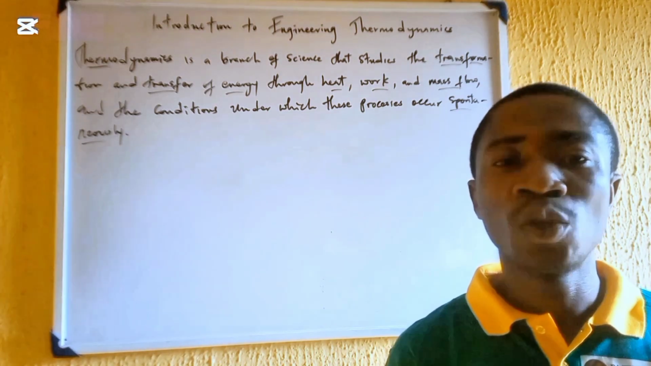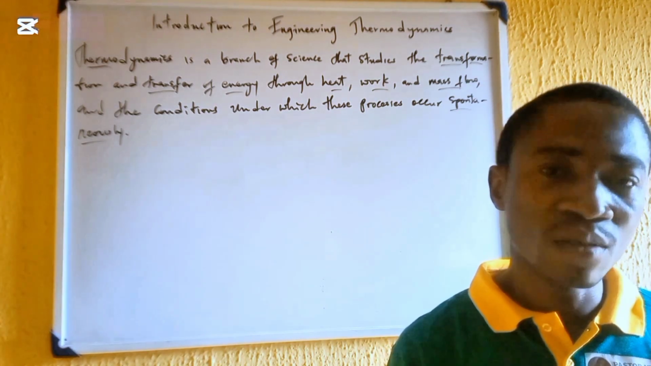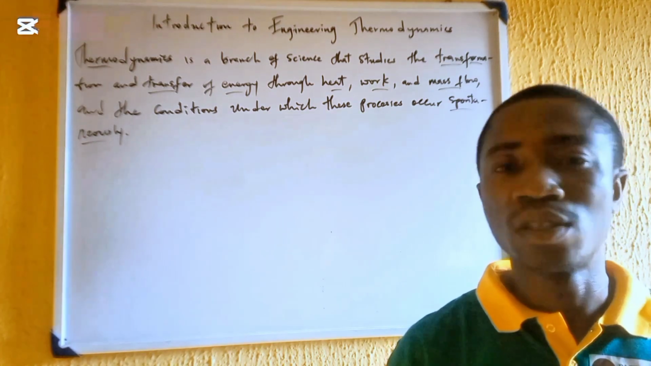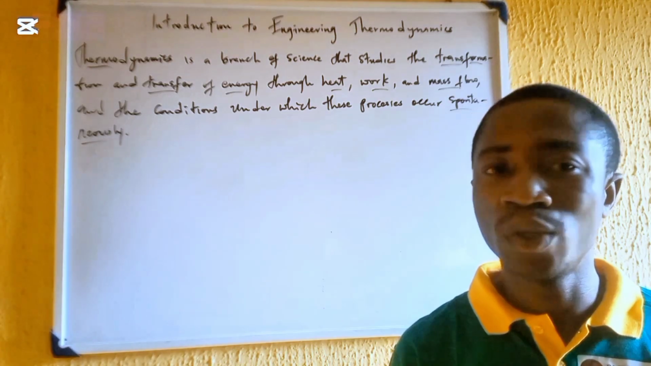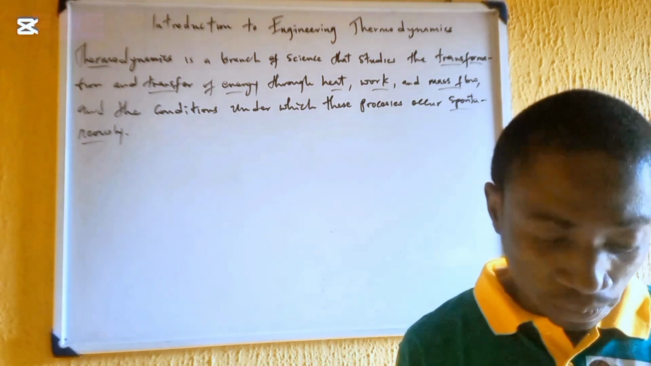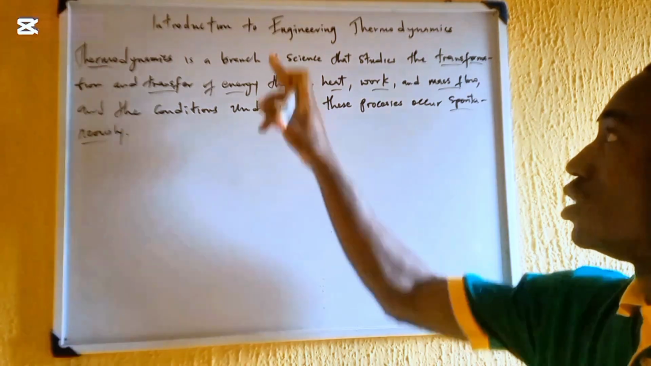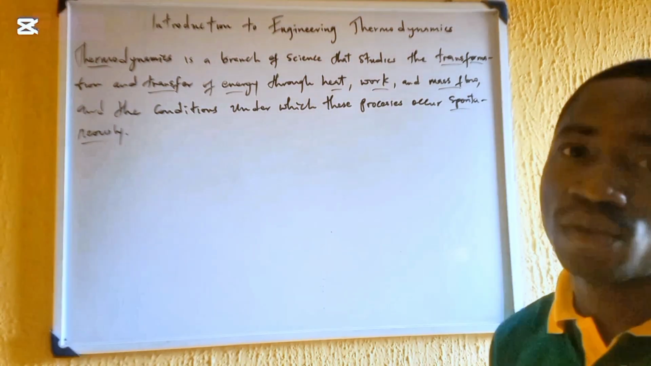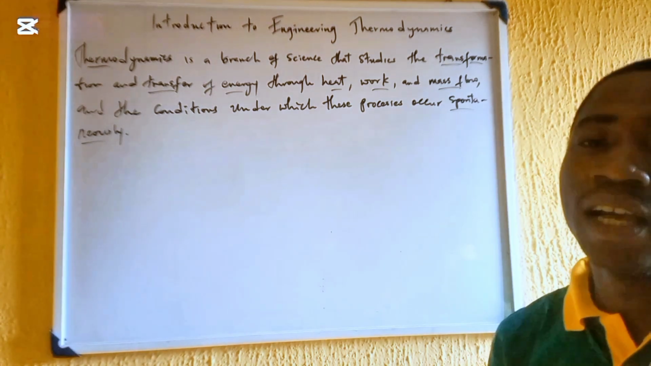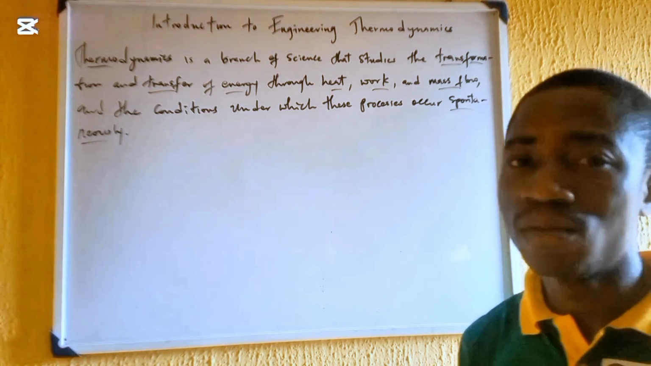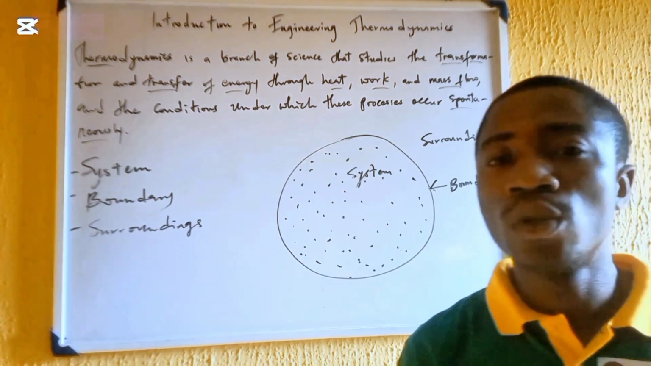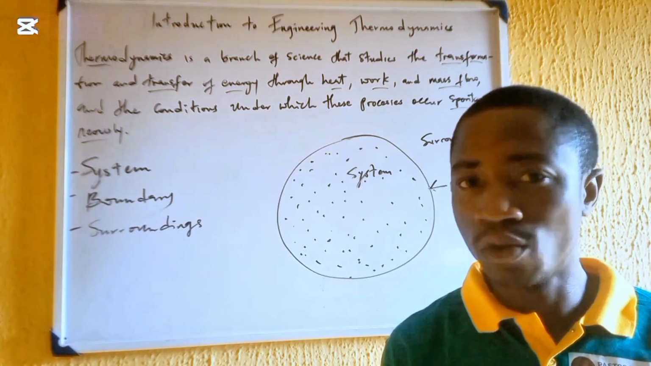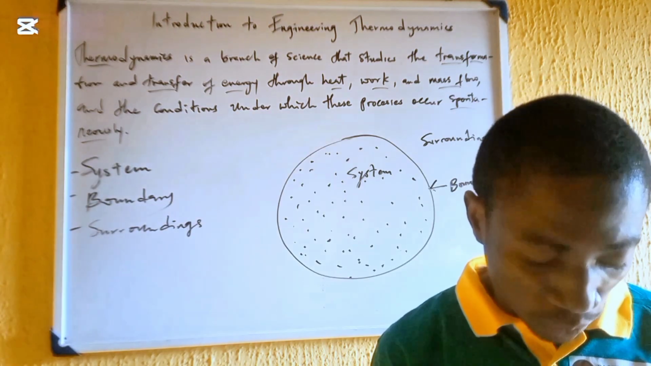So when we have an understanding of thermodynamics, we can apply the principles to the design, analysis, and optimization of what? Physical systems. Optimization has to do with the best performance of a system. So in that case, we can say that engineering thermodynamics is the application of thermodynamic principles to the design, analysis, and optimization of physical systems and devices. So the next thing we want to look at is basic concepts and definitions. There are concepts we need to understand and definitions we also need to understand.